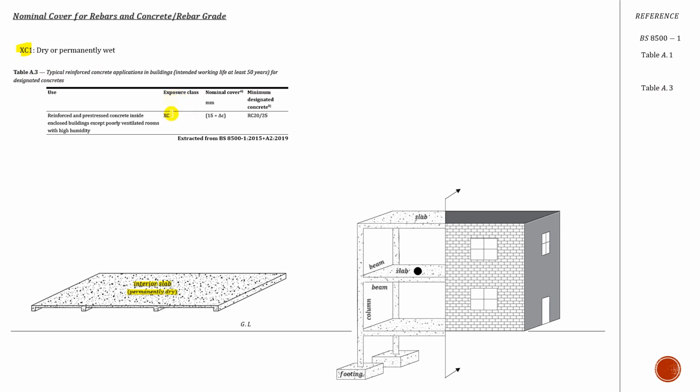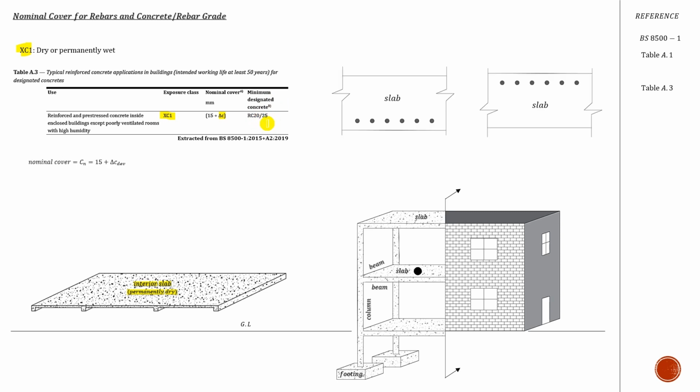you will see that for this exposure class, the nominal cover must be 15 plus ΔC, and the minimum designated concrete class is C20/25. That means I'm providing a nominal cover of 15 plus ΔC. This is the deviation, delta deviation, and it ranges from 5 millimeter up to 15 millimeter. This is for formwork casting.